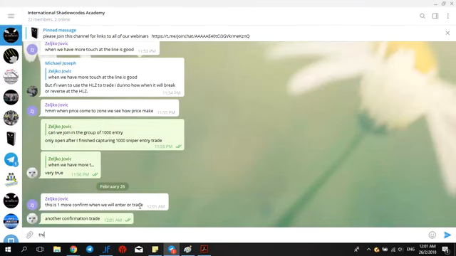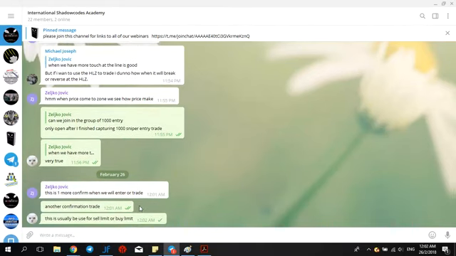This is usually be used for sell limit or buy limit. Okay. If you want to use your sell limit or buy limit, you must have SSR in HLZ. Okay, this actually the most important one is SSR. All right. So Jacob is typing.